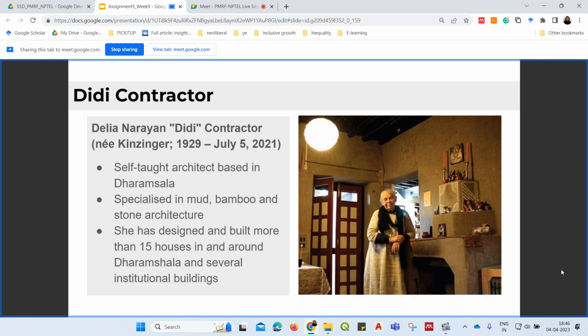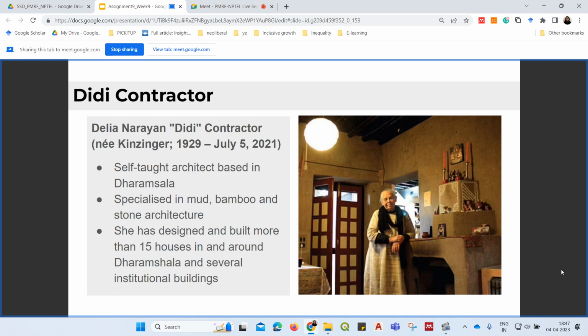Another example which I'll share with you, this is an example different from Kerala's vernacular architecture. So this is the architecture of Indian or Himalayan hilly areas. So this is the contractor who is an architect. Self-taught architect essentially, who practices architecture following the vernacular building techniques and using the local or locally sourced materials from the hilly areas of India.